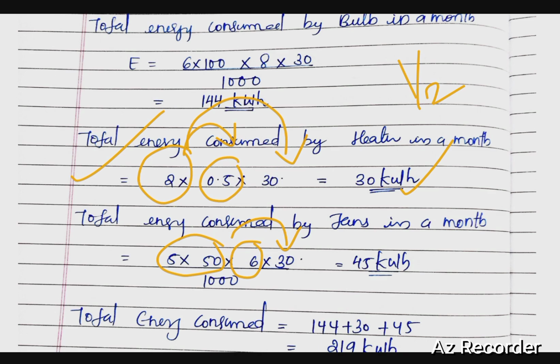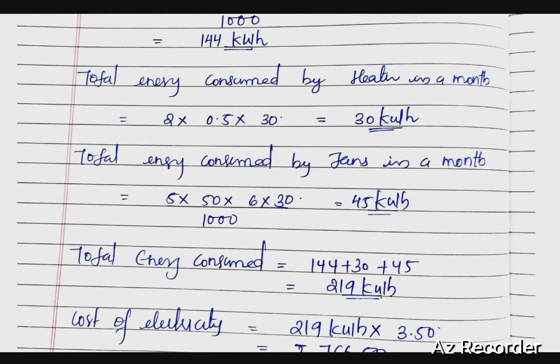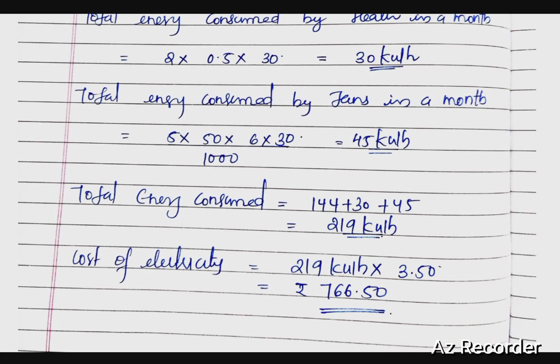To convert it into kilowatt hour, divided by 1000, so we will get 45 kilowatt hour. Okay, so the total energy consumed by all the electrical appliances is just the sum of the individual energy consumed. So the total energy consumed is the sum 144 plus 30 plus 45, which is equal to 219 kilowatt hour. That is the total energy consumed.